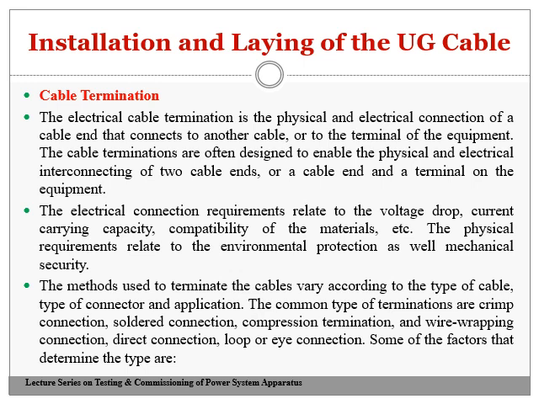The type of connector and its application: for each cable, the connector will not be the same. We have lugs, electrical lugs. They may be made from aluminum or copper. You can use them, but that depends upon the capacity as well as the square mm capacity of the cables. The common types of terminations are the crimp connection, soldered connection, compression termination, wire wrapped connection, direct connection, loop or eye connection.